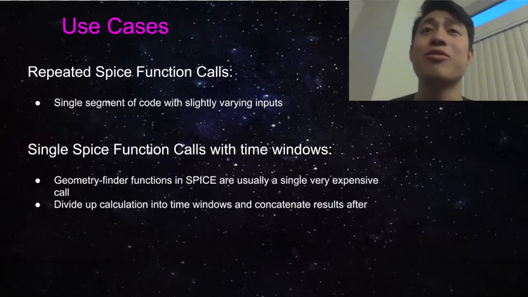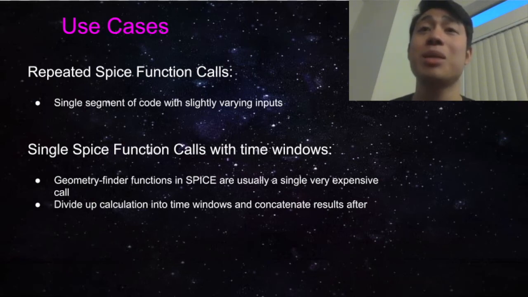Here are some use cases for ParSpice. ParSpice works great for repeated function calls. This describes situations where large volume independent inputs are processed by a single segment of code. ParSpice can be used to easily distribute the inputs among the workers to be processed concurrently. This should yield runtime improvements with the more workers used.